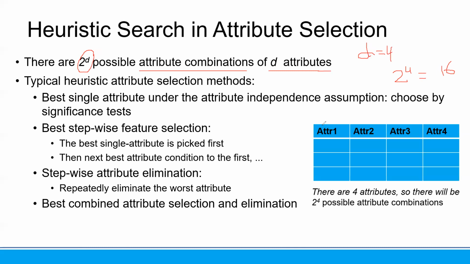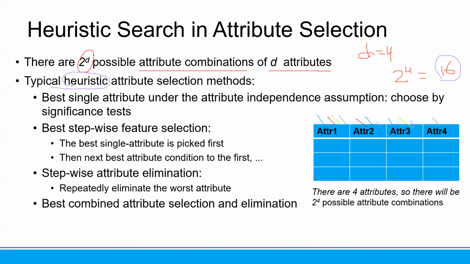Why? You can see that if I want to choose attribute 1 and attribute 2, or attribute 1 and attribute 3, or attribute 1 and attribute 4, or attribute 1, attribute 2, attribute 3, or attribute 2 and attribute 3, and so on. There are many combinations, possibly 16 combinations, and we can choose by using heuristics.